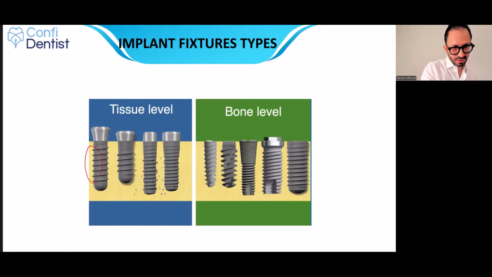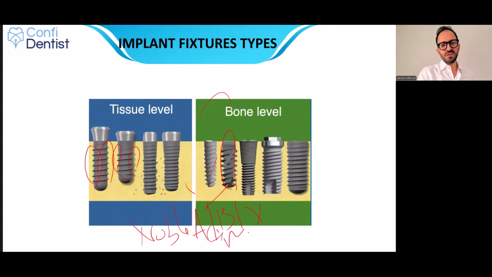So the macrostructure, these threads, any thread design helps with the initial stability. So the more aggressive the thread, as you see, for example, with BLX or Nobel Active. Nobel Active actually was the first implant design, or one of the first implant designs, that came up with the very aggressive thread design. The more aggressive, the sharper, the wider these threads, they help to achieve better initial stability, making them ideal implants for immediate cases.